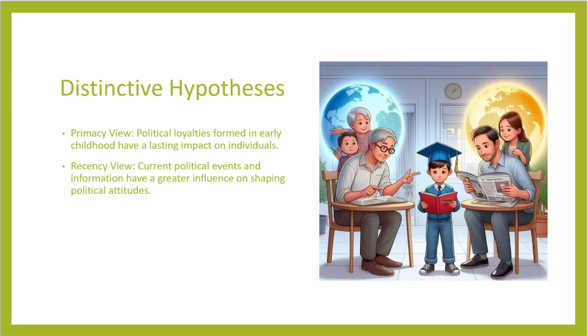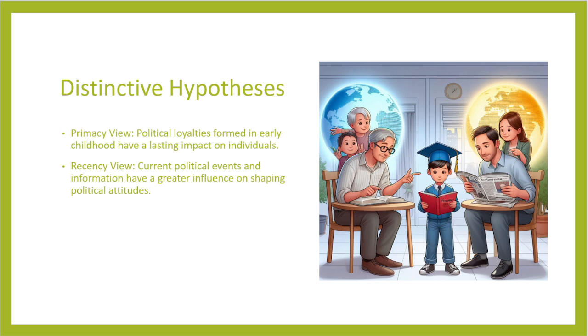Now, to conclude, we will look at two distinctive hypotheses called the primacy view and the recency view. The primacy view suggests that political loyalties formed in early childhood have a lasting impact on individuals. An example of this can be someone growing up in a family that strongly supports a particular political party. They might adopt the same political beliefs and loyalties as their family members, and this early experience can shape their political attitudes and behaviors throughout their lives.